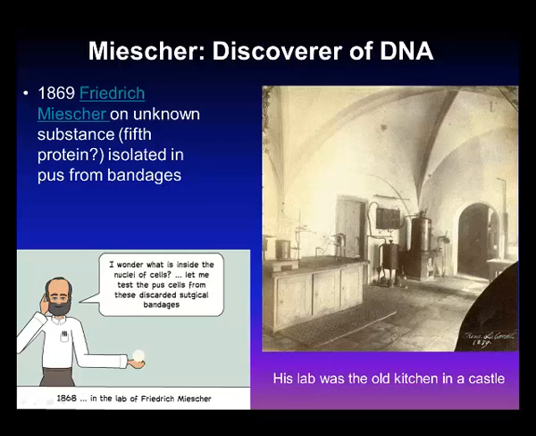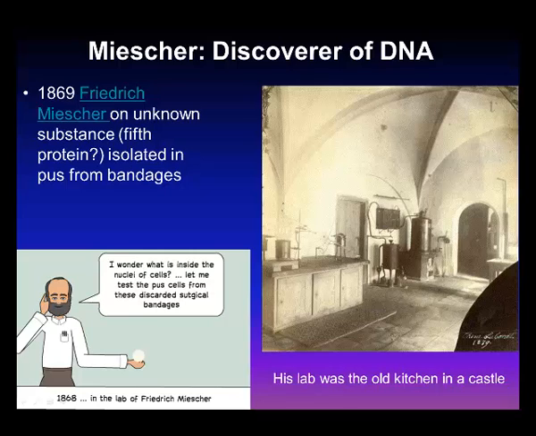So Miescher's work was really the foundation of molecular biology. A lot of times you'll hear people talk about Watson and Crick being the beginning of that, because they discovered the structure of DNA. But it was actually Fritz who was responsible for this. He's the discoverer of DNA, although he did not call it that. What he identified at first was just an unknown substance. He thought it might be a fifth protein. He wasn't sure about it.